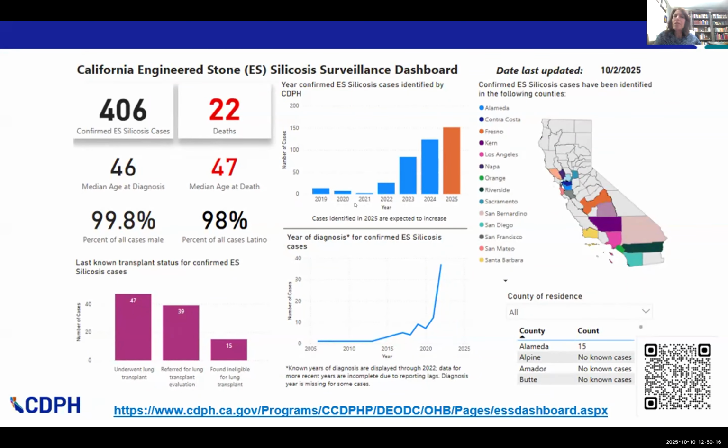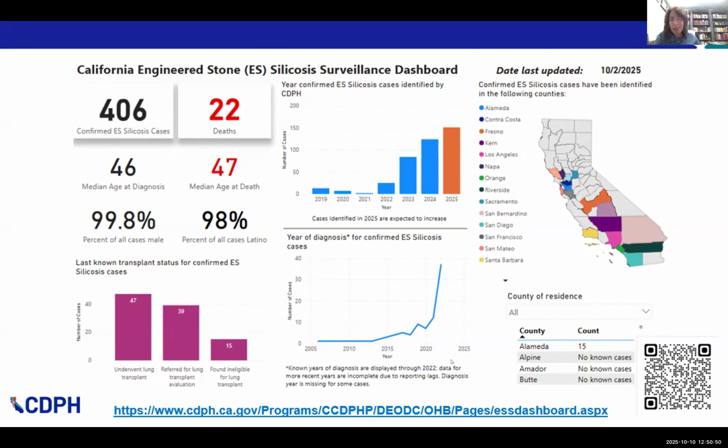In the middle here, we have the year that we confirmed. We started in 2019, and you can see that it's really been increasing. We've already exceeded the number in prior years, and we haven't even completed 2025 yet. Year of diagnosis isn't always available, but when it is, we include it, and you can see it goes back. The first one that we are aware of was diagnosed in 2006. So this problem's been around for a while in California, but obviously really took off after about 2020 or so.